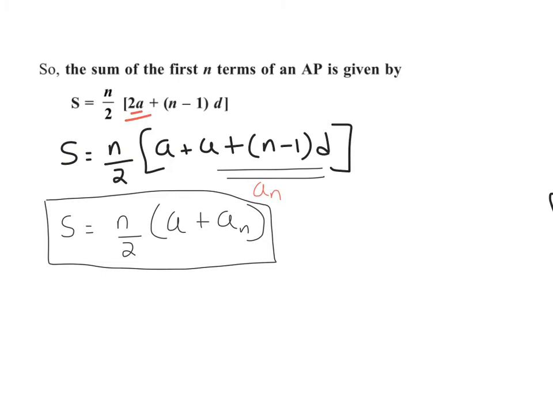So, if I know the first term of the arithmetic progression and the nth term of the arithmetic progression and the number of terms in it, I can easily find the sum of the n terms of the arithmetic progression. Great going. Based on this, we are now ready to solve problems.